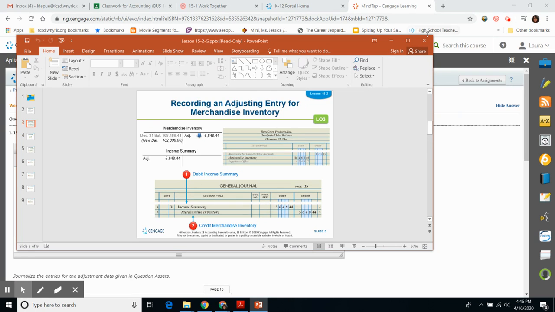So we'll stop the PowerPoint there. Remember, the PowerPoints and the notes are in your Google Classroom under Chapter 15.